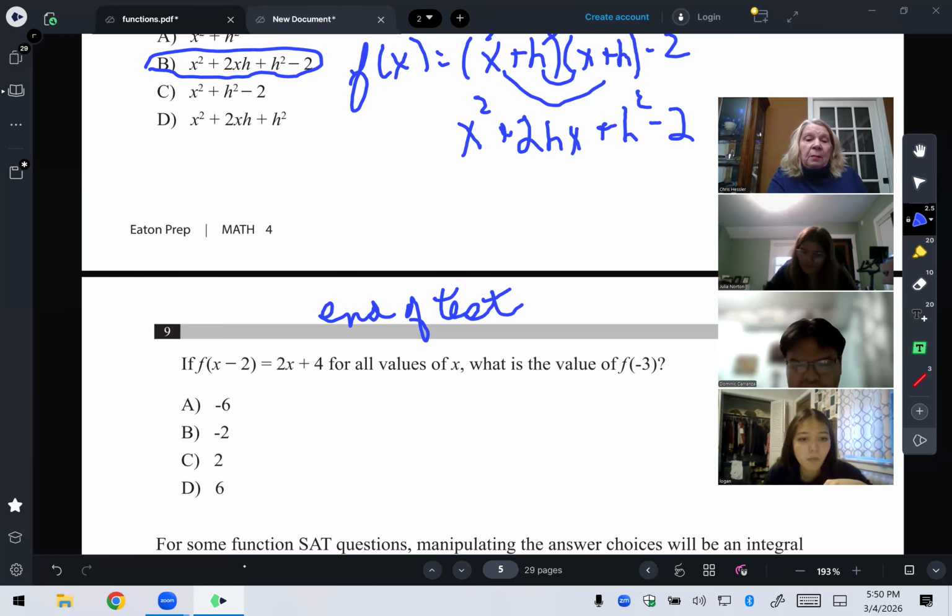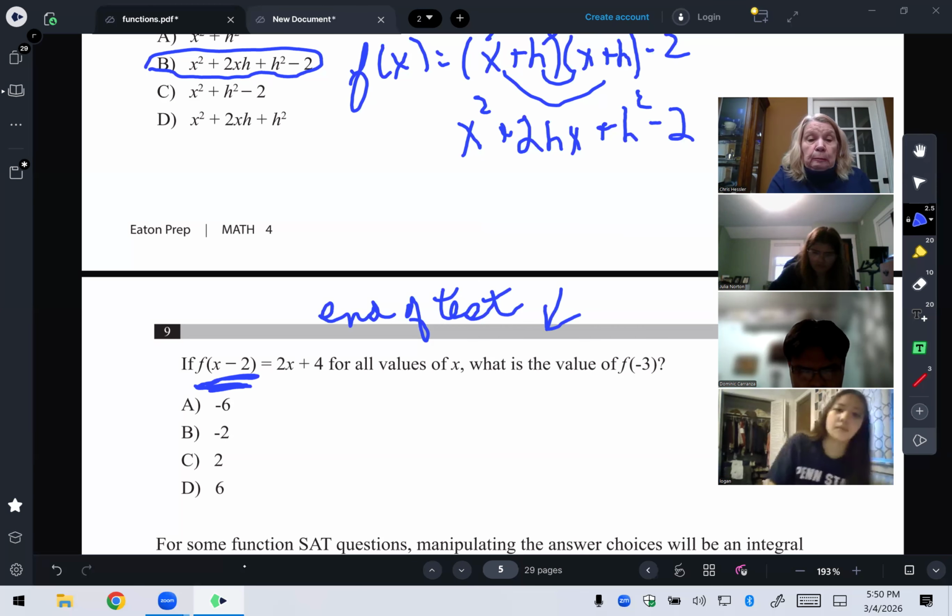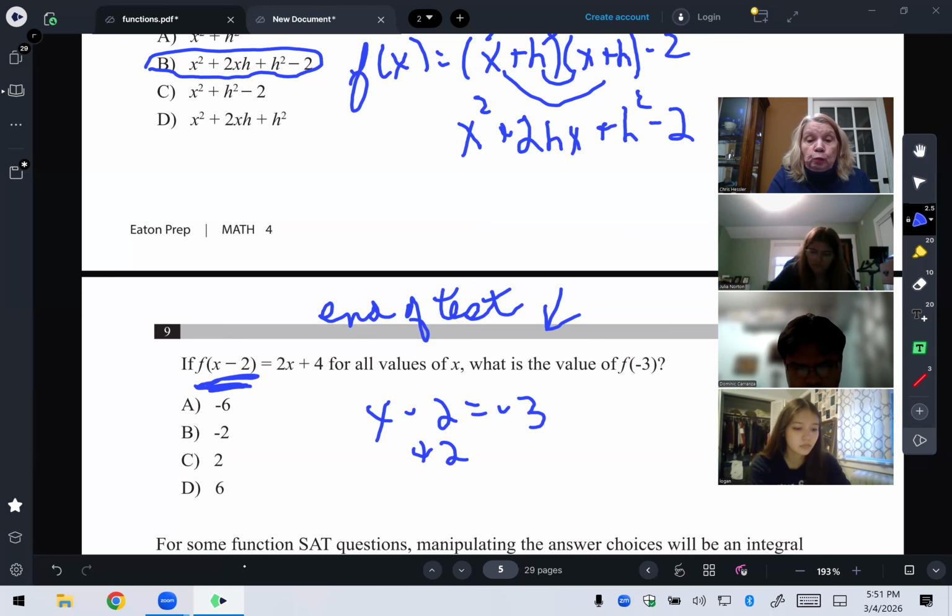Because what's happening here is they didn't ask for f of x. So that should trigger an alarm in your head. And this would be at the end of the test. We're wanting f of minus 3. So if f minus 2 is my negative 3, then really x is a minus 1.